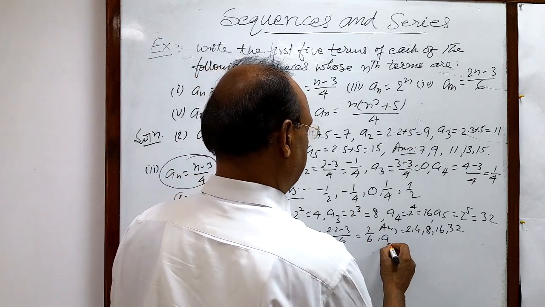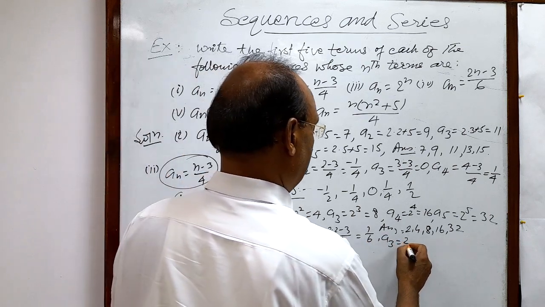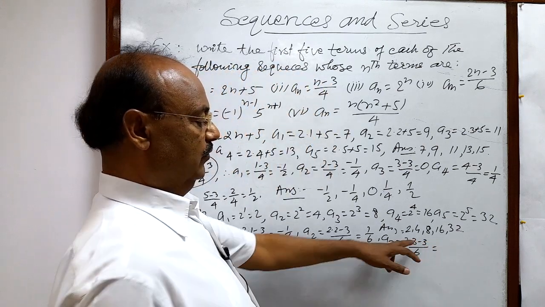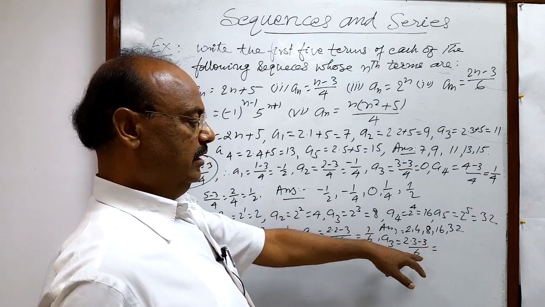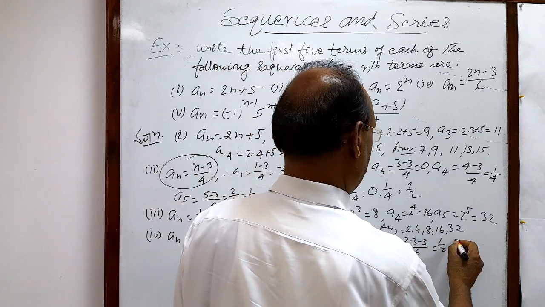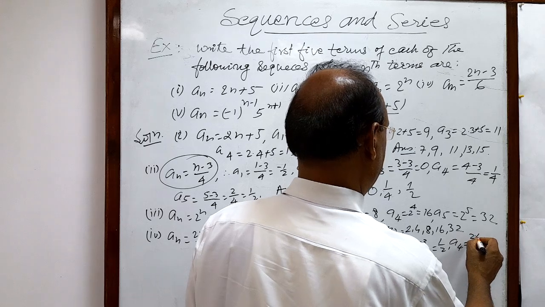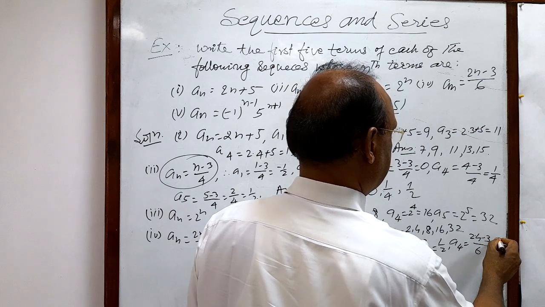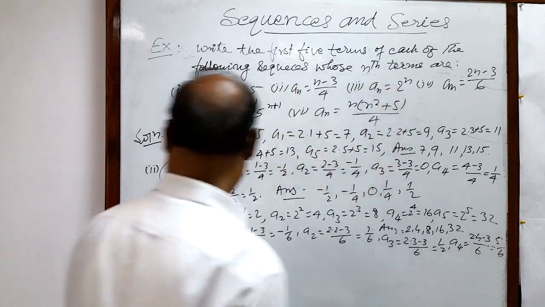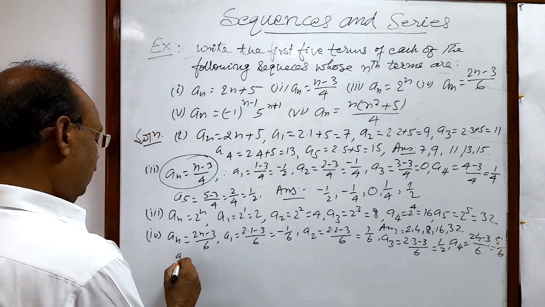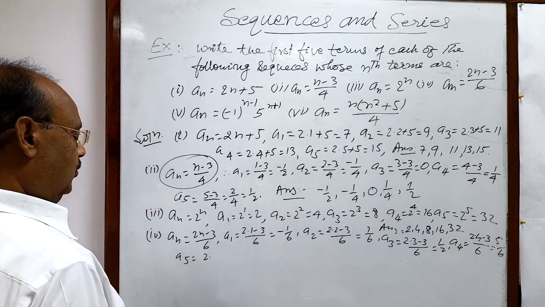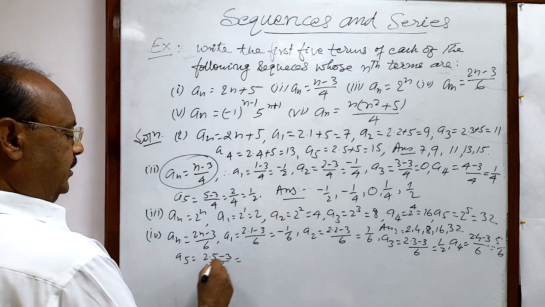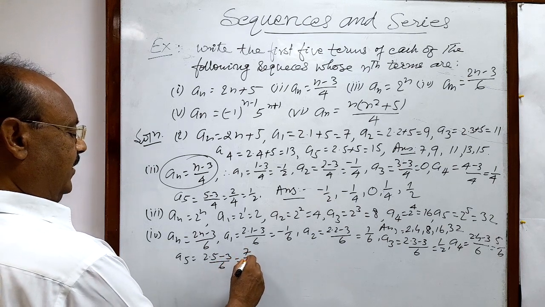Okay. Next, a₃ is equal to (2 × 3 − 3)/6. 6 minus 3, that is 3, so 3/6, that is half. a₄ is equal to (2 × 4 − 3)/6. This is 8 minus 3, that is 5/6. Correct? Similarly, a₅ is equal to (2 × 5 − 3)/6. 10 minus 3, that is 7/6.